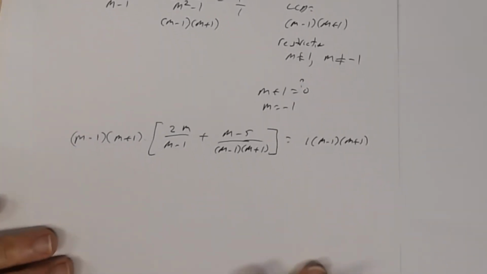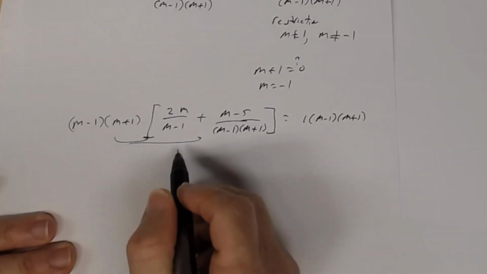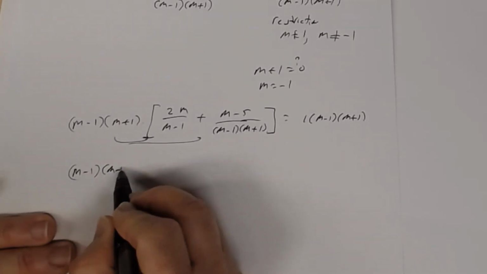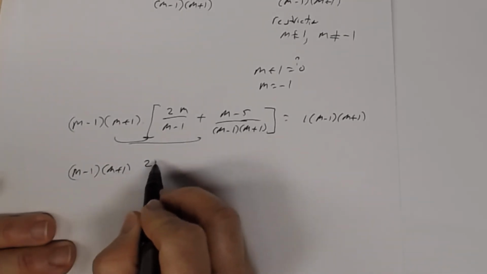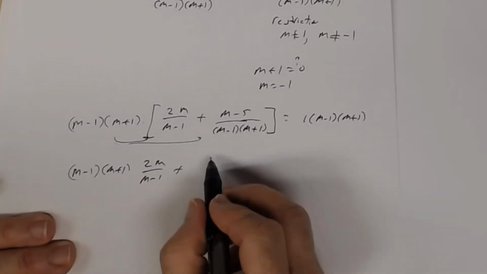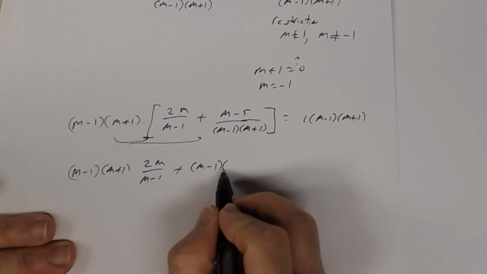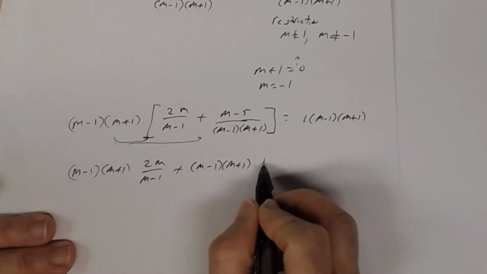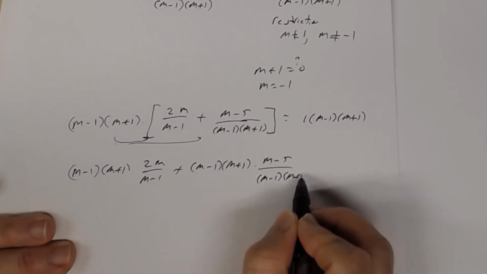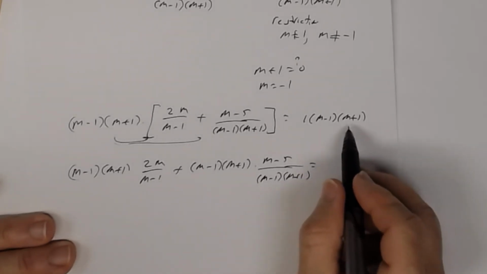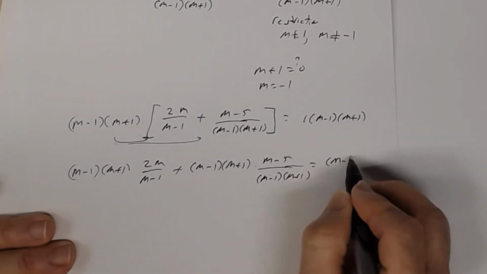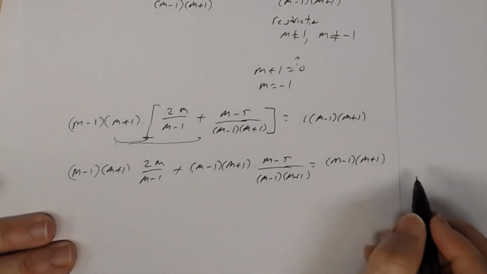Okay. Now, I'm going to go ahead and distribute, get rid of the grouping symbol. So I get m minus 1 times m plus 1 times this fraction, and then plus the LCD times this fraction. So m minus 1, m plus 1 times m minus 5 divided by m minus 1 times m plus 1 equal, and then 1 times these two binomials is just the product of these two binomials. Okay, so that's where I'm at.